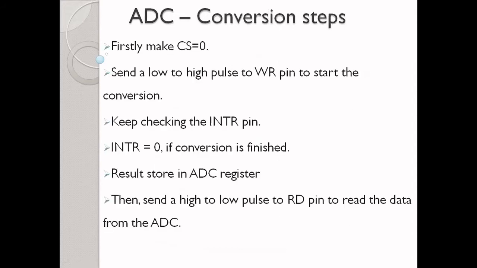ADC conversion steps. First, you have to give a low signal to the chip select. Because it is a CS bar, you have to give a low signal. Then only the ADC chip will get enabled. Next, you have to give a pulse, that is called a low to high pulse. When you give a low to high pulse to the write pin, it means the start of conversion.